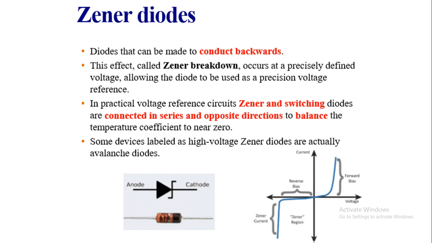Zener diodes, the fifth type, diodes that can be made to conduct backward. The Zener diode doesn't conduct in the forward direction; it is made to conduct in the reverse direction, in the third quarter.